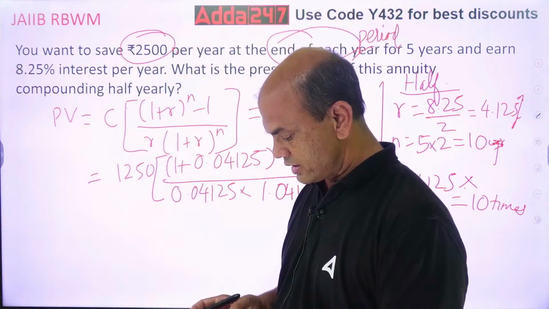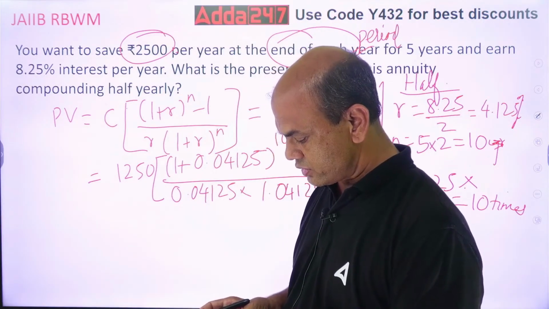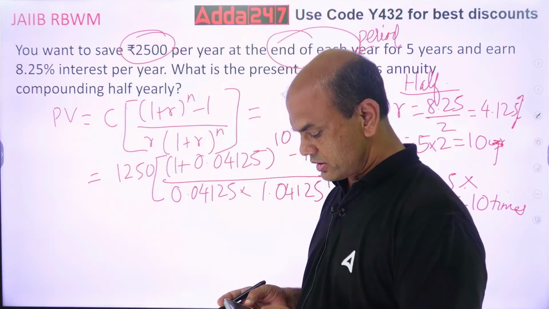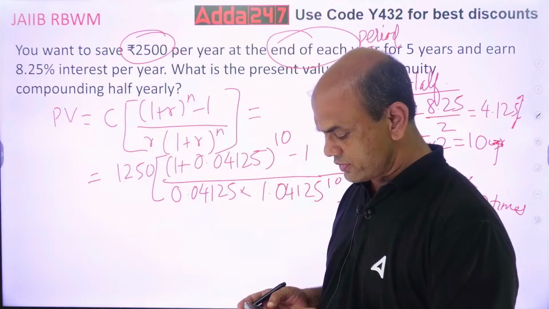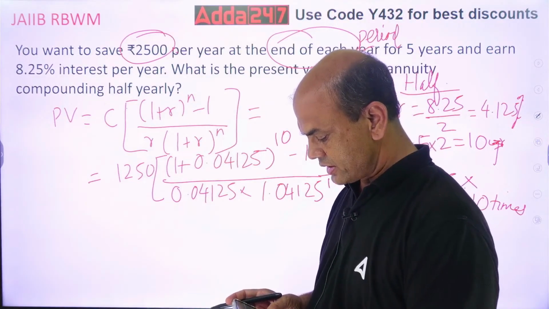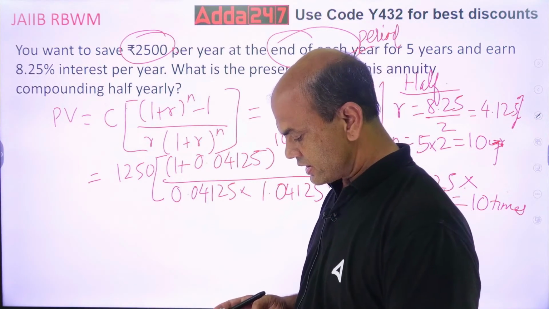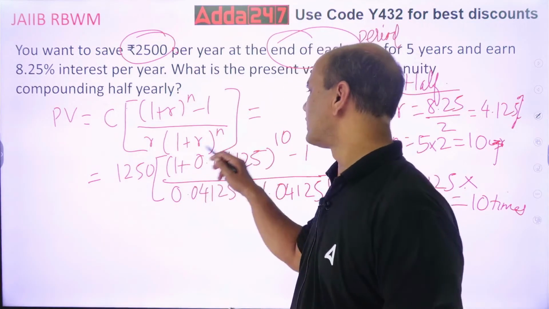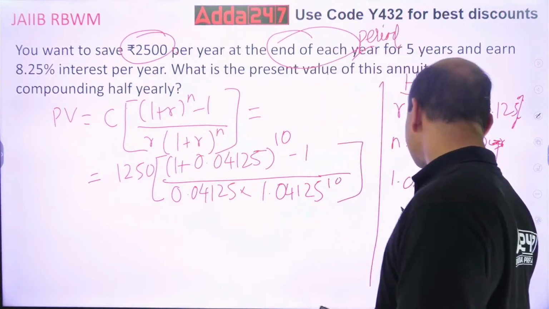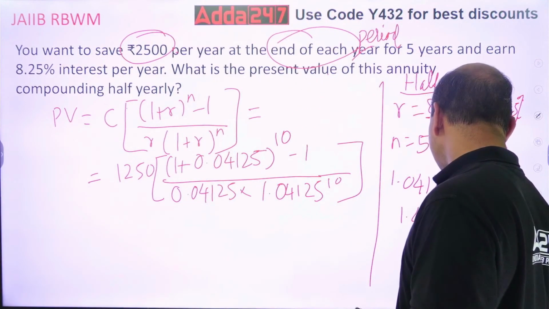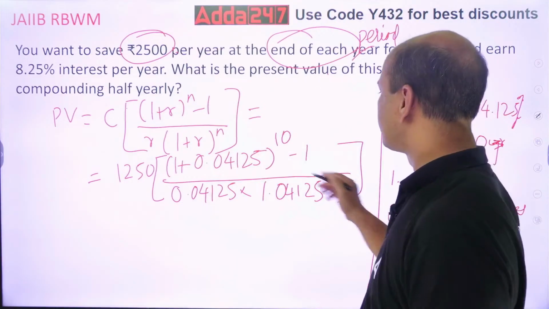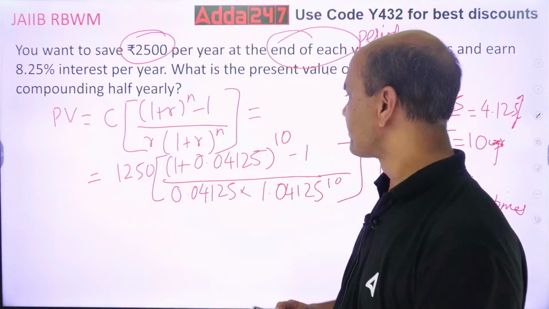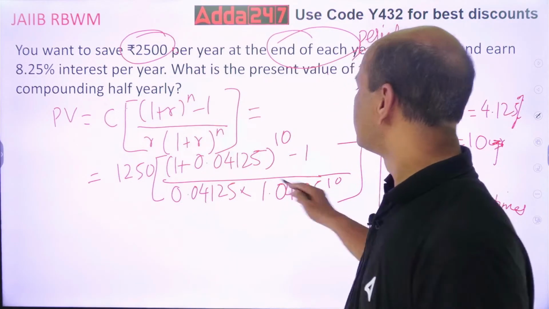So 1.04125. Raised to 10. You do into equal to 10 times. So it is 1.498. This is 1.498. So I'll write it over here. 1.498. This is the answer for 1.04125 raised to 10. Now it's simple.